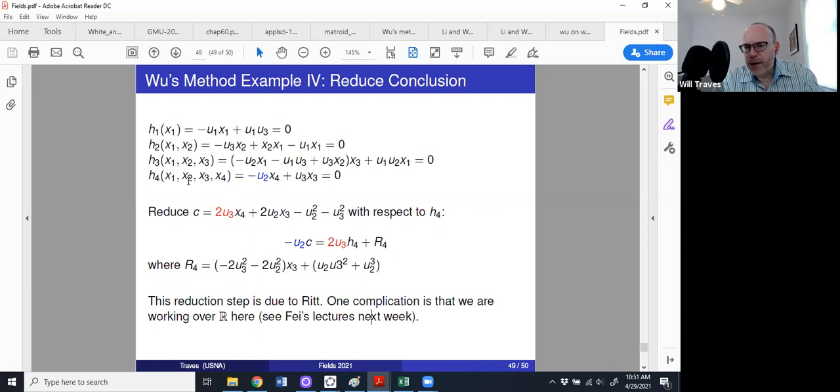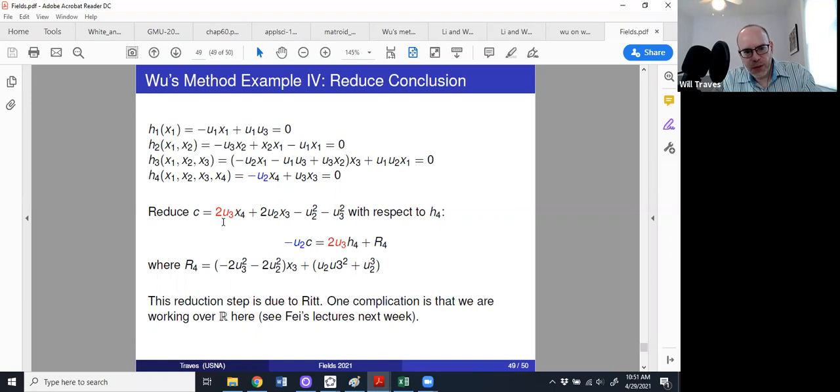Actually, there's a little bit of this side condition business as well. So let me just show you that. How do you reduce C? Well, here's C. And what you do, we're going to try to use H4 to reduce C. And so H4 has the X4 in it. So I'd like to get rid of the X4 in C using a reduction. So what am I going to do? I'm going to multiply C by this blue leading coefficient of the X4.